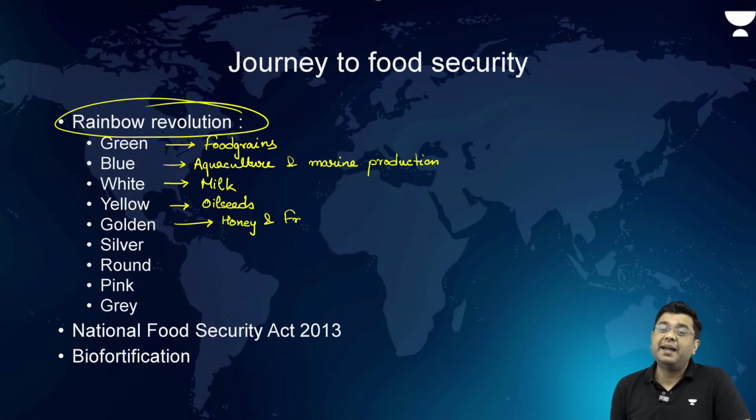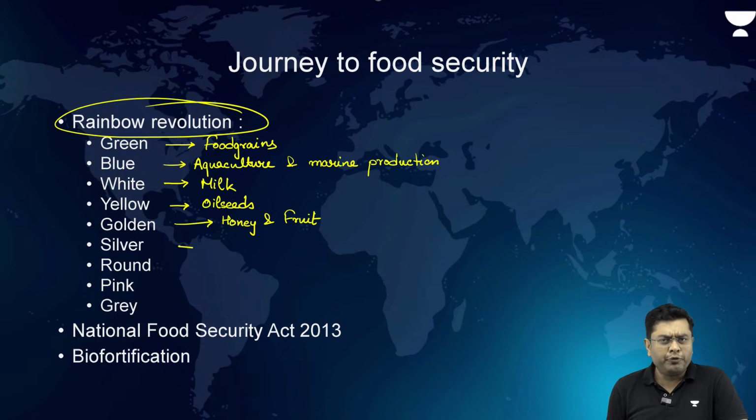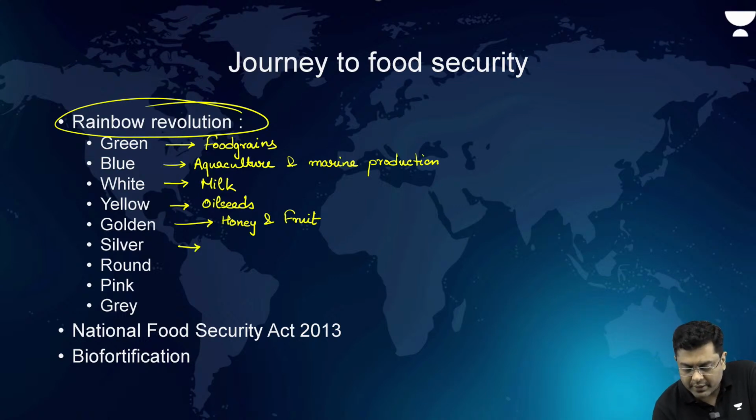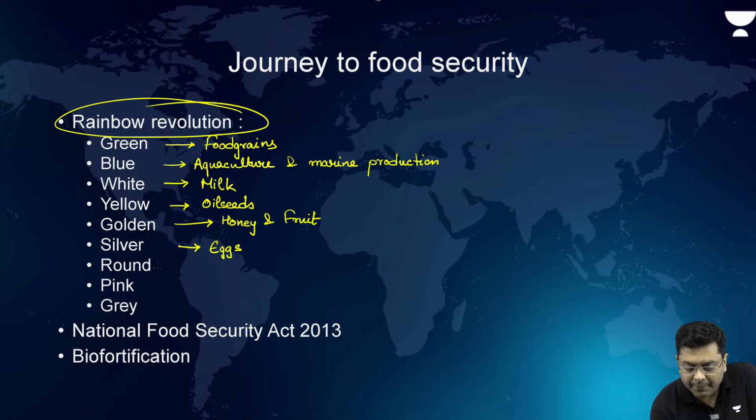Then you basically had silver revolution. This was initiated around 4 to 5 decades back, and at that point of time the consumption of eggs was something which was promoted. Then round revolution, to do with sufficiency and production of potatoes.